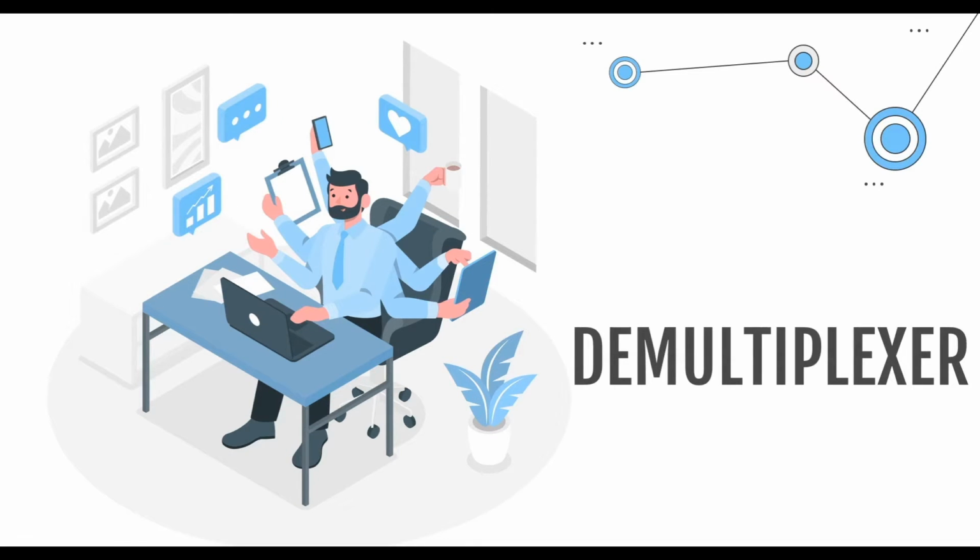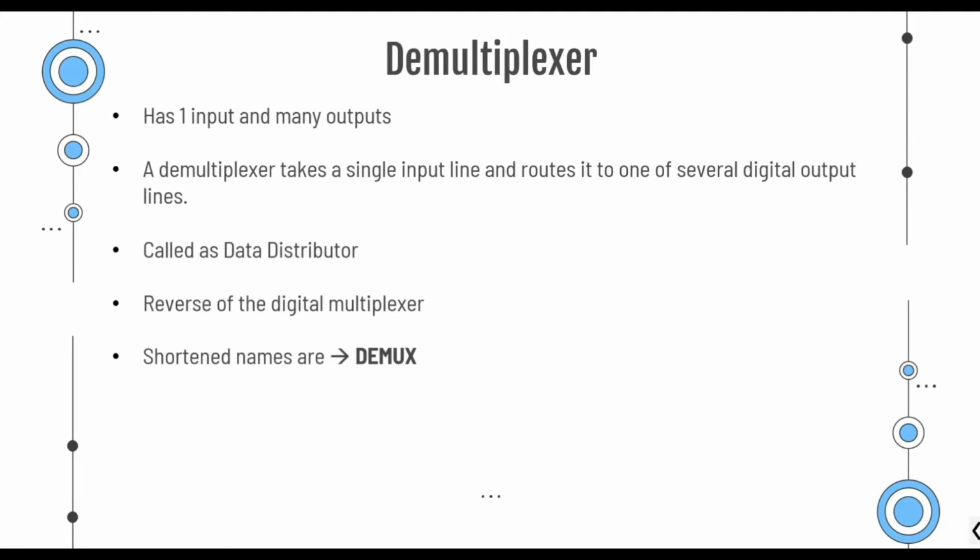Now we are going to talk about demultiplexers. This demultiplexer is also called a data distributor, and this is the exact opposite of the multiplexer. This demultiplexer is a combinational logic circuit which is designed to switch one common input line to one of several separate output lines. So the shortened name is DE-MUX.